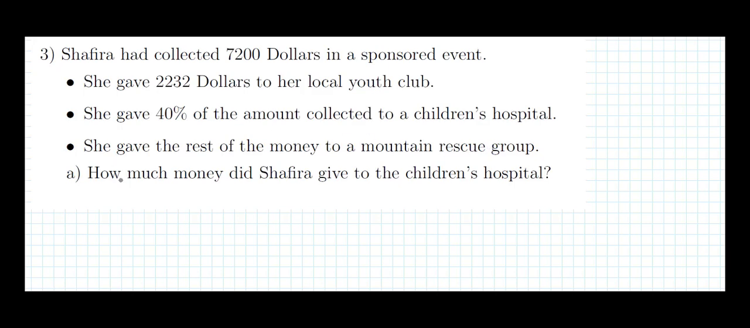In the first question, we are asked to find how much money Shafira gave to the children's hospital. So for the children's hospital, it's the second information here. So the 40% of the total amount of money was given to this hospital. So the operation is 40 times 7,200 divided by 100, which is equal to $2,880.